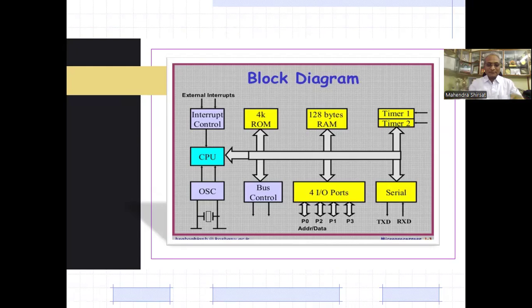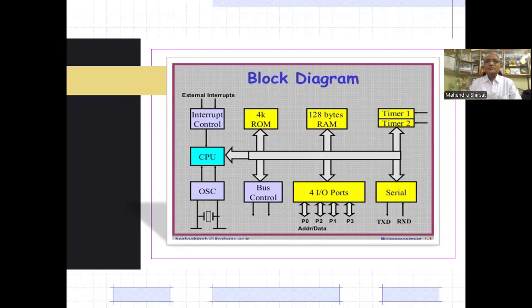So I can write, for example, Dr. Babasaheb Ambedkar Marathwada University, or Intel microcontroller, or 8051 microcontroller. That kind of display can be there on the display unit. So it all depends on what kind of monitor program I have written while manufacturing that kit. So ROM is going to be responsible for that.